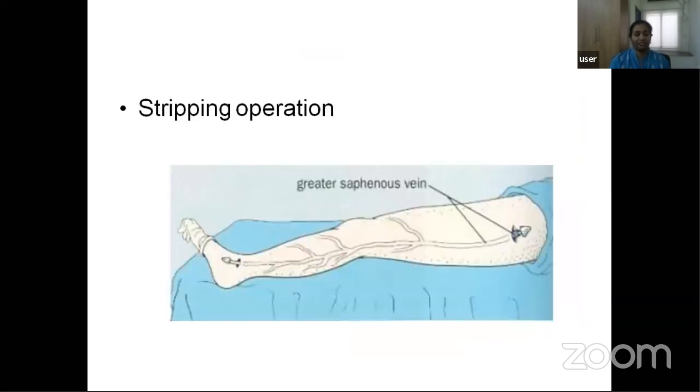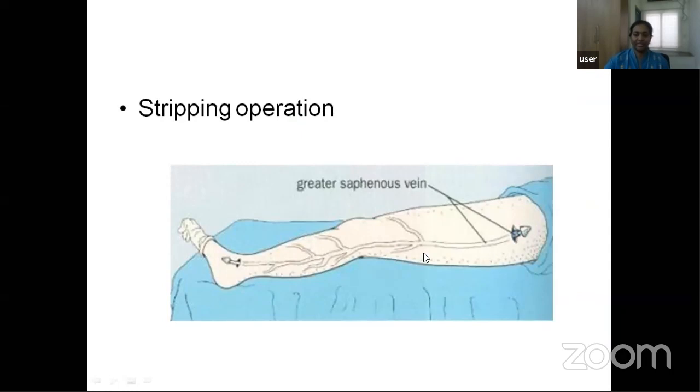The second treatment procedure which is done is called a stripping procedure. But this procedure is not done nowadays. It's an old procedure which was done. So what they do in this stripping procedure, via the saphenous opening, they pass a long wire through the great saphenous vein, which goes till the end.